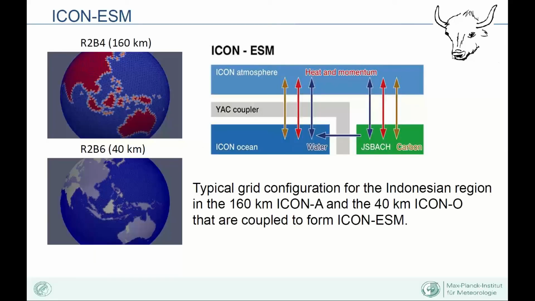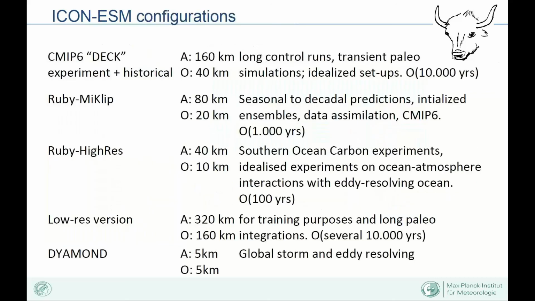Just a couple of words on the ICON-Earth system model. There YAC is used to couple the ICON atmosphere and the ICON ocean, and the ICON ocean to the land model. On the left, you see a typical setup where you have a low resolution atmosphere at the top and a higher resolution ocean at the bottom, where the ocean is missing all the land cells.